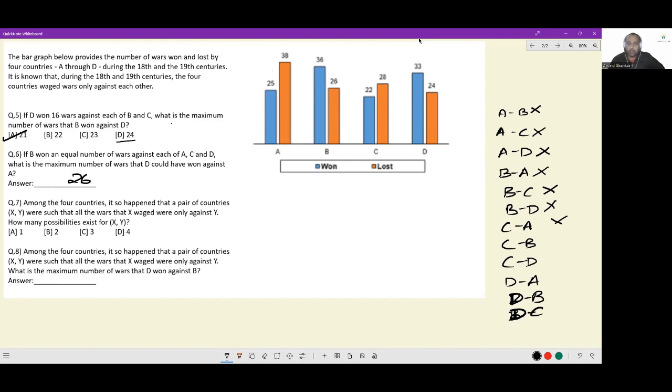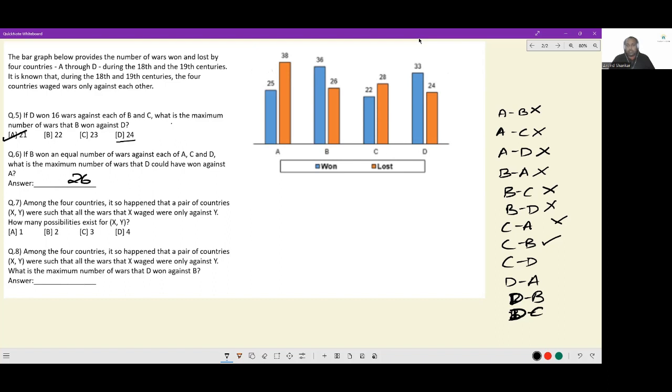How about CB? 22 wins for C and 26 losses for B. Yes, C can have all his wins against B, and 28 losses for C and 36 wins for B. Yes, this is the first pair that is identified, wherein C can have all his wins and losses against B.